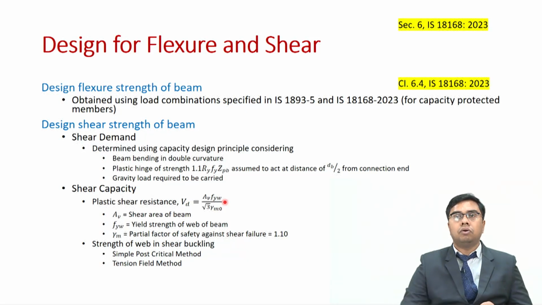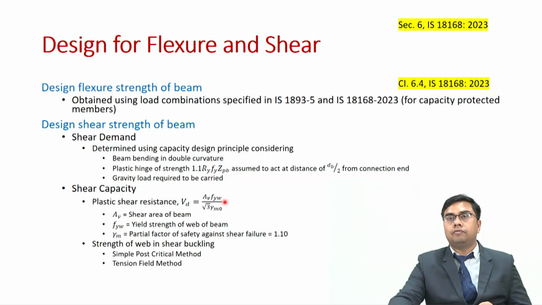Now, typically for a rolled section you will have the similar Fy for the entire section, but in case of a built up section you can have different Fy for web and flange, but in most cases you will have the same value of Fy for the web as well as flange. Now, in this case the partial safety factor against shear failure is taken as 1.1, and there is a factor of root 3 which comes from the shear failure criteria.